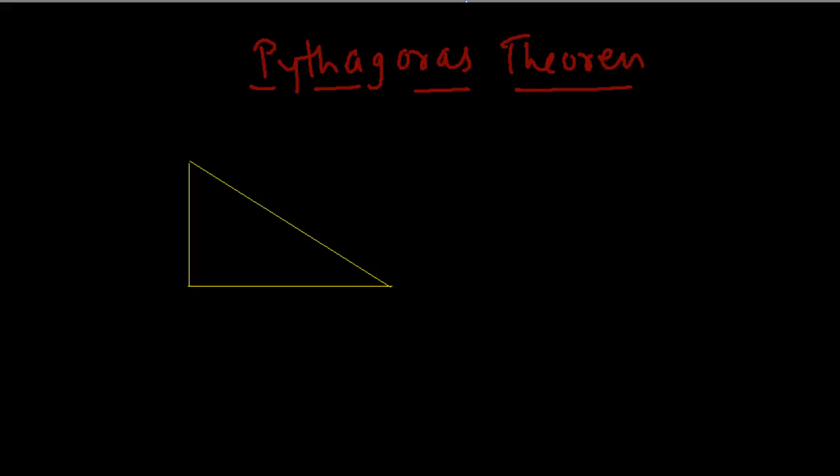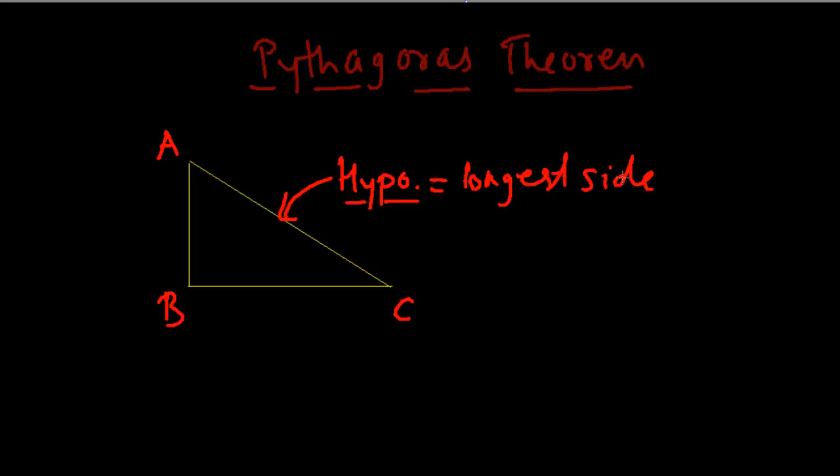this point is called point A, this is point B, and this is point C, and this side is called hypotenuse. This is called hypotenuse, and hypotenuse is the longest side of any right triangle that exists on this planet. Now, AB and BC. AB is generally called the height of a right triangle, and BC is the base of the right triangle.